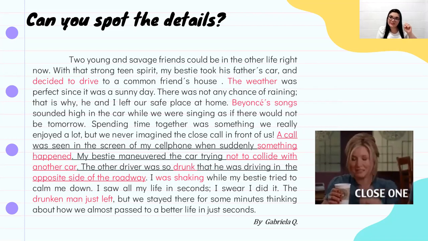She just got our attention by saying that they could be in the other life now, but she never said why. Then she listed all the details and she begins narrating the event until the moment she gets to the point where she has to say that they almost died, but they didn't really. At the end, she takes, once again, the same idea that she presented at the beginning, saying, the drunken man just left, but we stayed there for some minutes, thinking about how we almost passed to a better life in just seconds. The topic sentence is short, simple, but is very strict to the point.